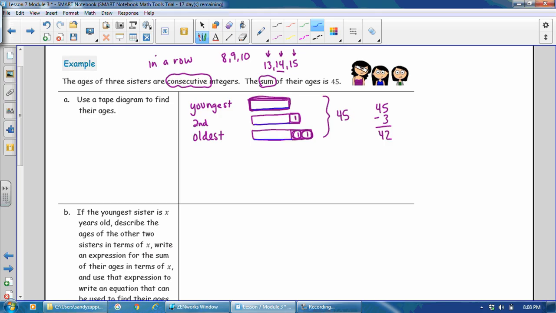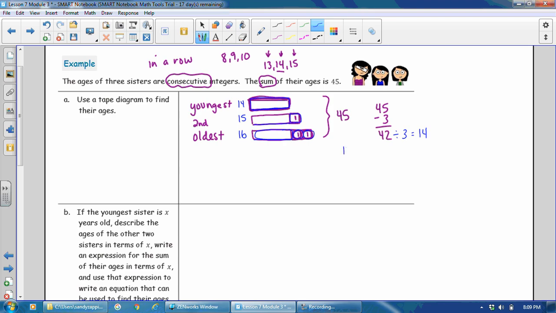same. So 42 divided by 3 equals 14. And that means that this length is 14, so that the youngest is 14. Then the second one is 14 plus 1 more year. So that means the middle child would be 15. And then the oldest, this represents 14, plus 2 more equals 16. So the consecutive ages are 14, 15, and 16 years old.